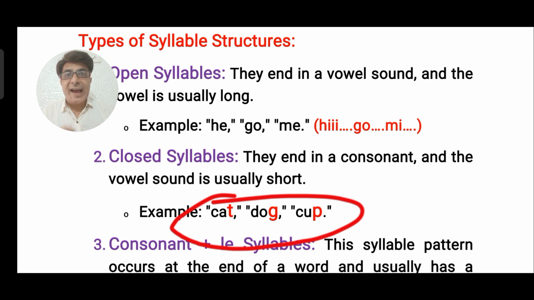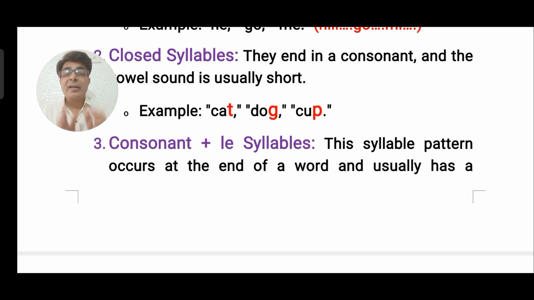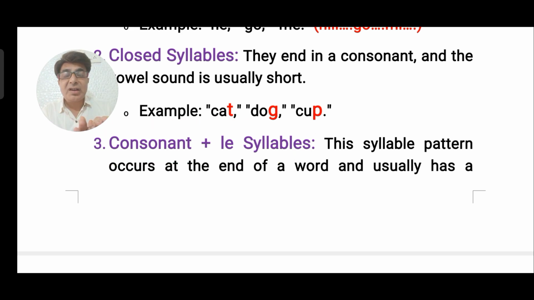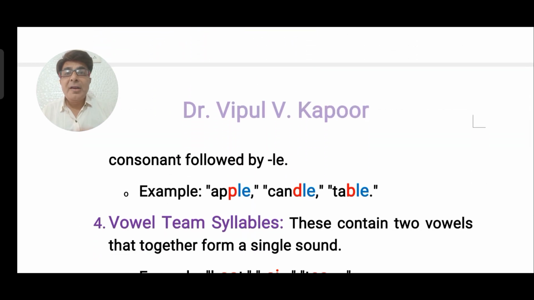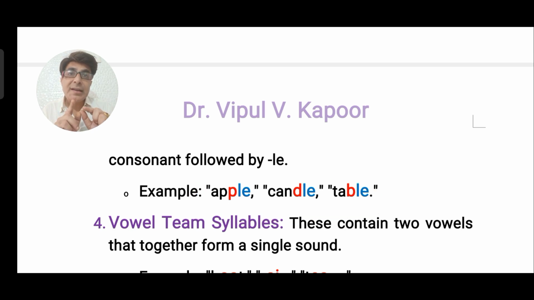When you speak the words cat, dog, cup, they end with a consonant, so they are known as closed syllables. In the same manner, some syllables end with consonant plus le, so that is the third structure of syllable. For example, when you say uncle, apple, candle, table, these syllables end with one consonant plus le, as in apple, pa plus le, candle, da plus le, table, ba plus le. So they are called consonant plus le syllables.